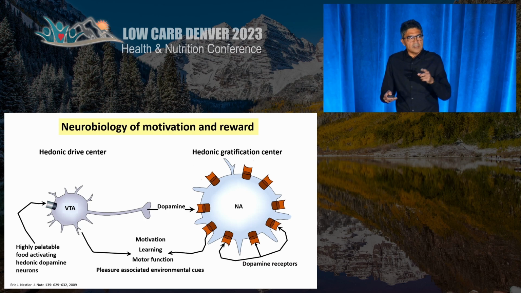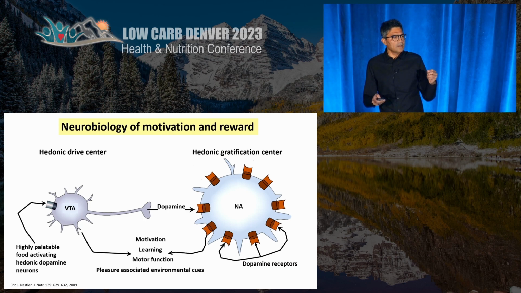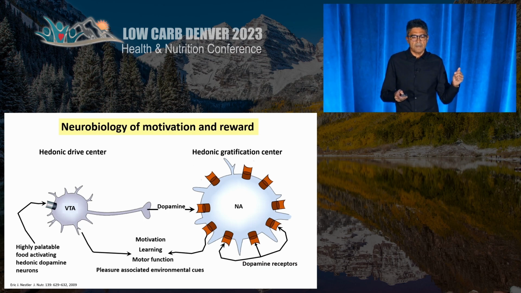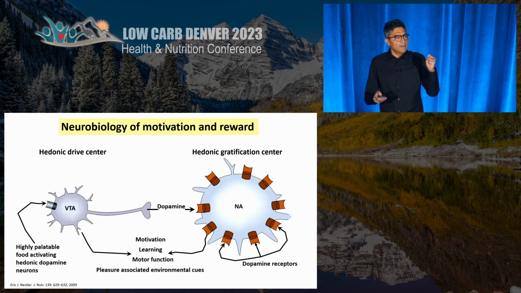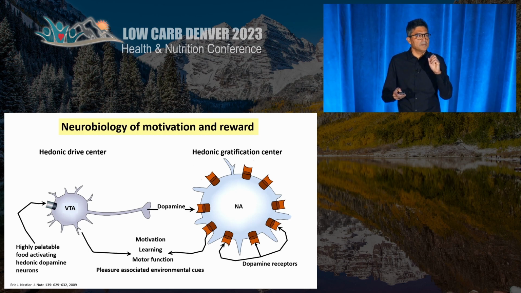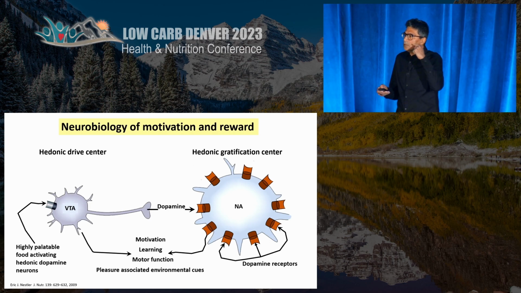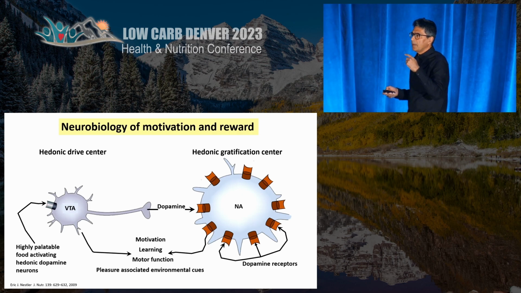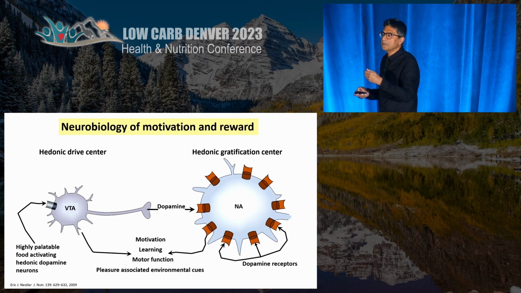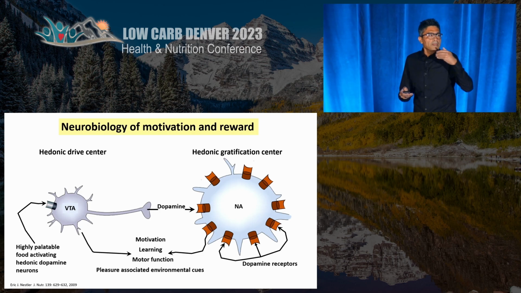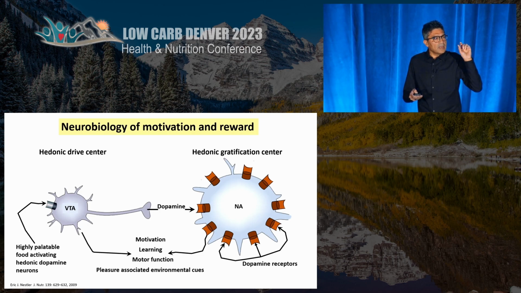So getting into the weeds of the neurobiology of the system, there is a hedonic drive center, which is dopamine neurons. They innervate the hedonic gratification system through dopamine receptors, causing gratification. But as it is causing gratification, it's also causing several other things in our brain. It's providing the motivation to get food. It provides the memory, the motor movement, as well as pleasure-associated environmental cues.